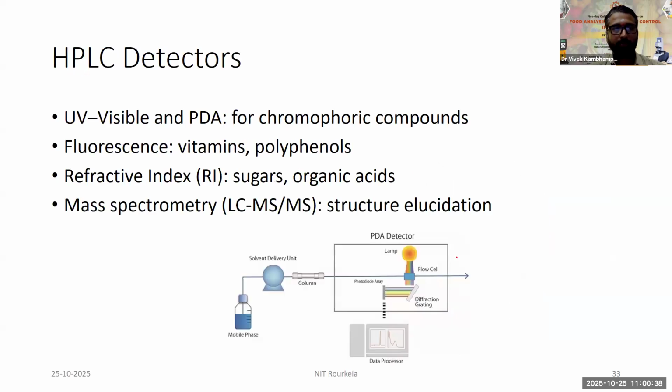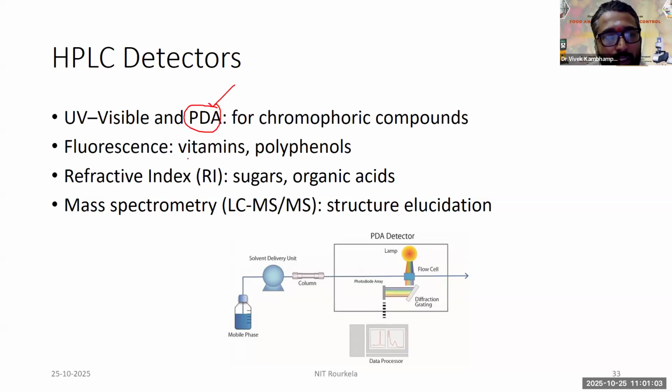Okay, these are HPLC detectors: UV visible and PDA detectors for chromophoric components. If you want to identify chromophoric components, color related components, you can go with UV visible or PDA. PDA can be used for almost 90% of the food. It is suitable.